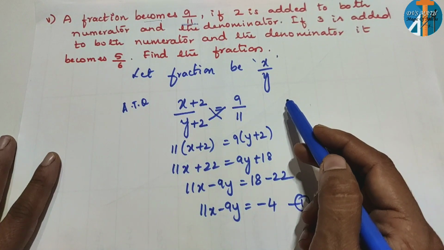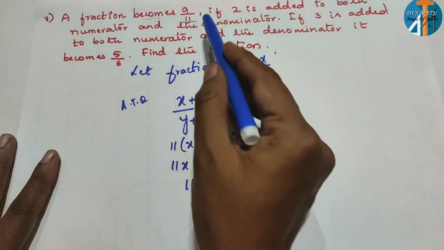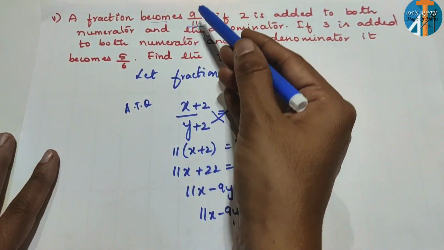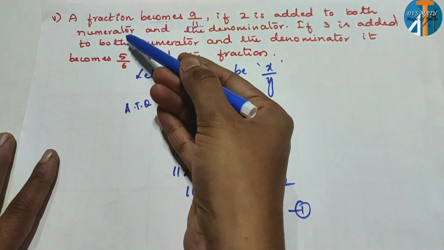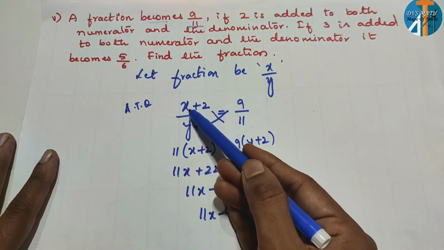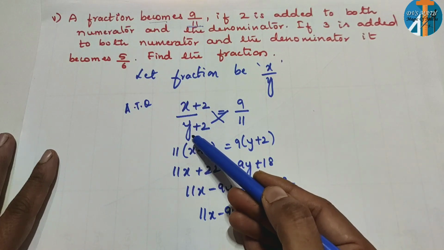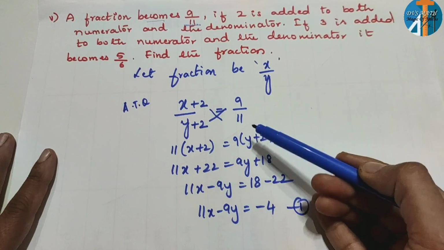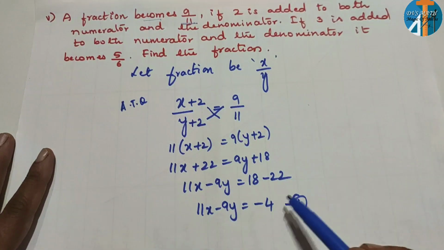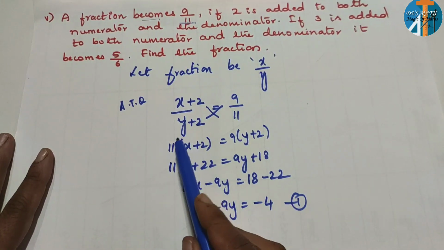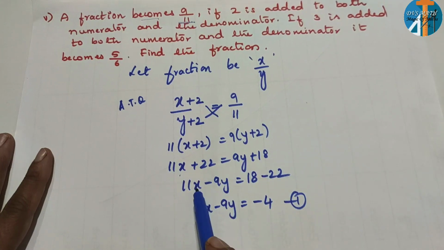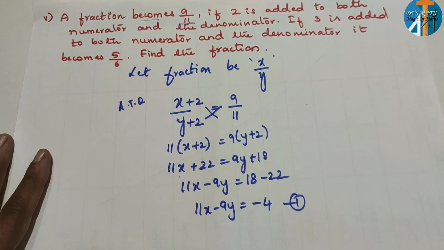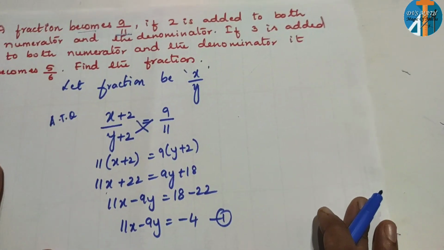First, let the fraction be x by y, and in the first statement they're saying that the fraction becomes 9 by 11 if 2 is added to both numerator and denominator. For numerator x we are adding 2 and for denominator y we are adding 2. If we add like this, the fraction becomes 9 by 11. Now cross multiply and simplify it. Multiply the numbers and take variables one side, constants one side. So the first equation you got is 11x minus 9y is equal to minus 4. Let it be equation 1.